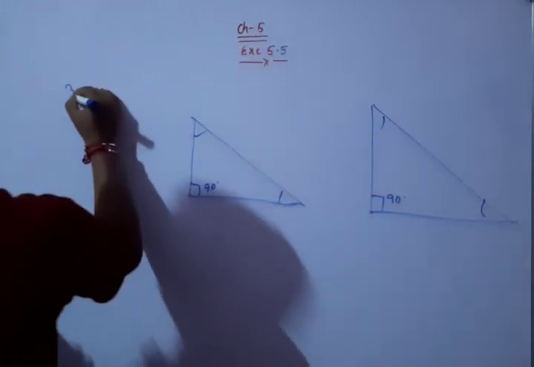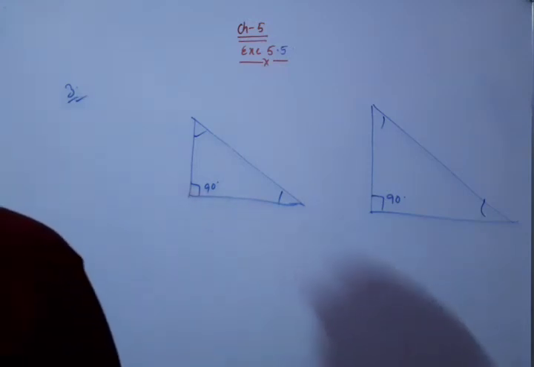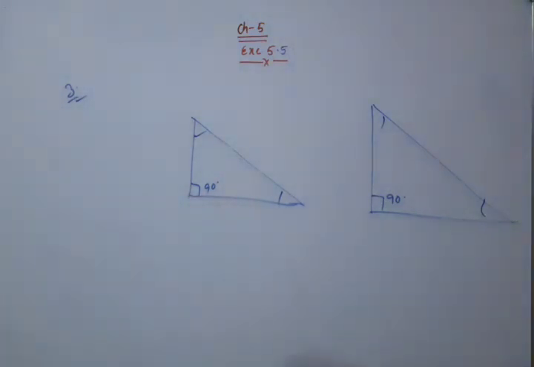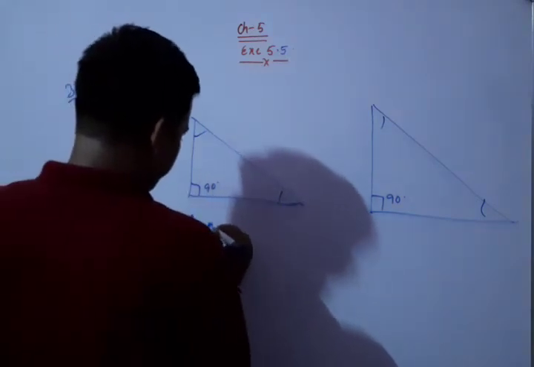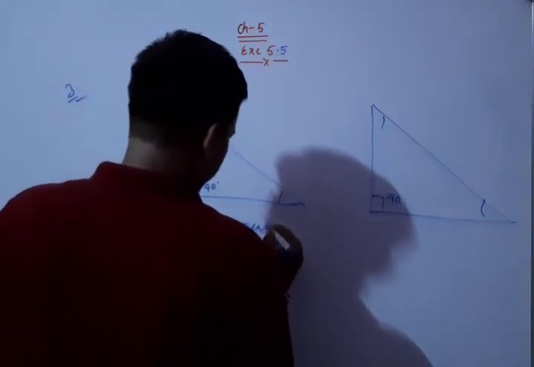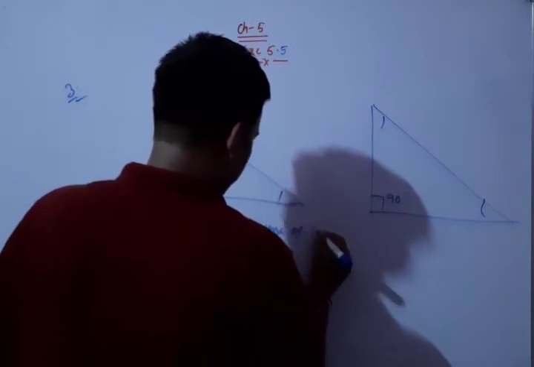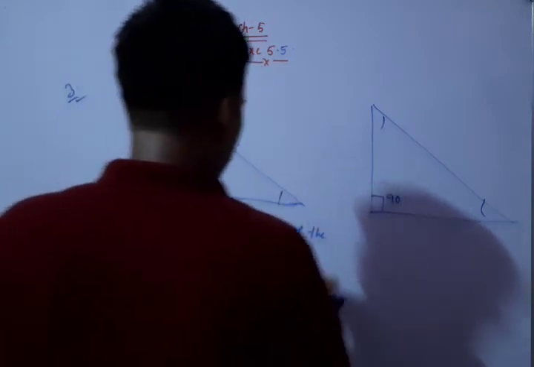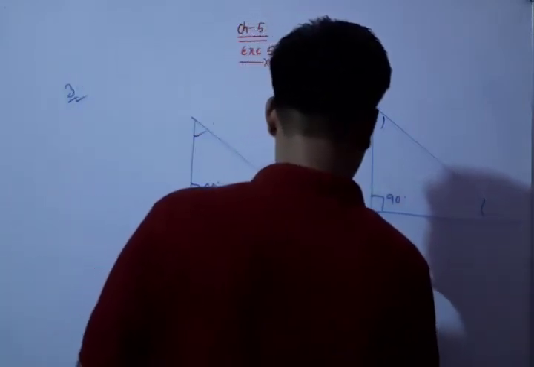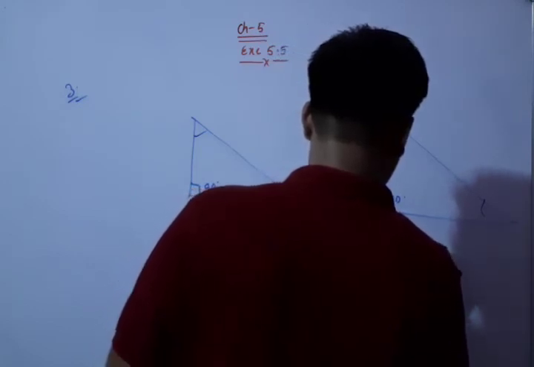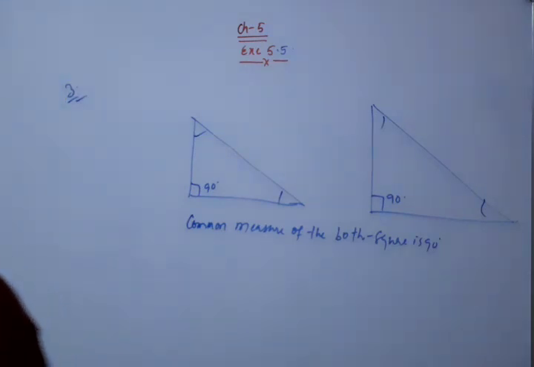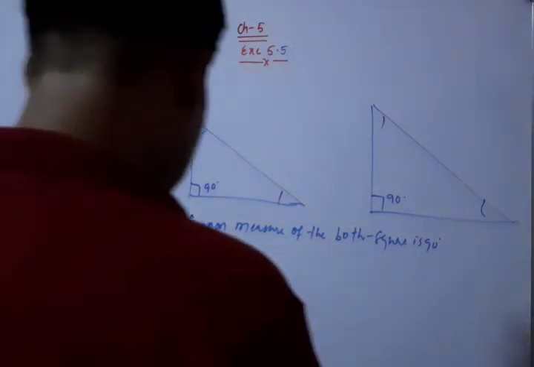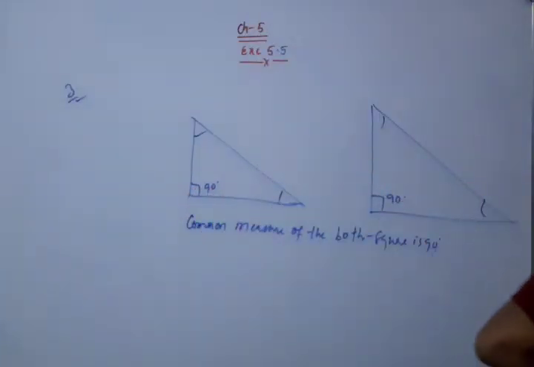Both of these angles are acute in both triangles. So the common measure of both set squares is 90 degrees. Now moving to question number 4.